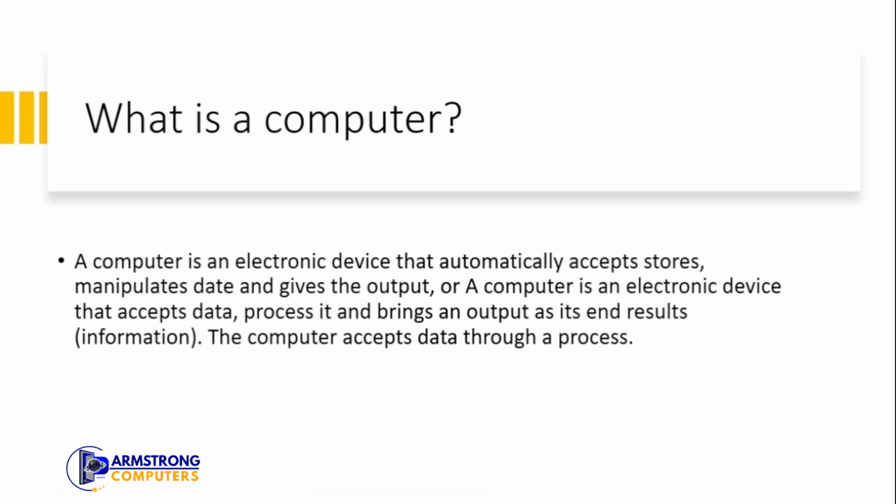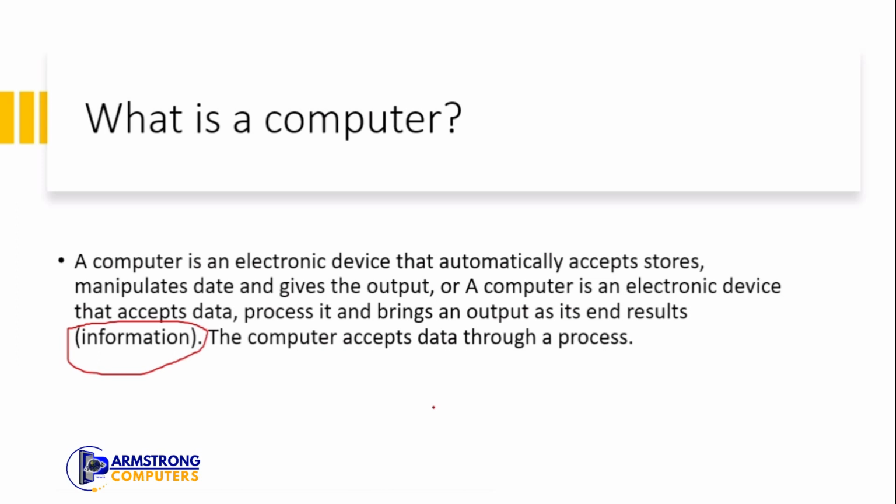What is a computer? A computer is an electronic device that automatically accepts data, processes it, and brings out an output as its end result. As I just said, a computer can be defined in various ways as far as accepting and processing data is concerned. And that result is known as information. The computer accepts data through a process.